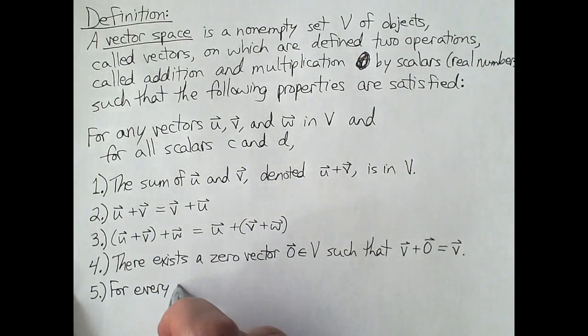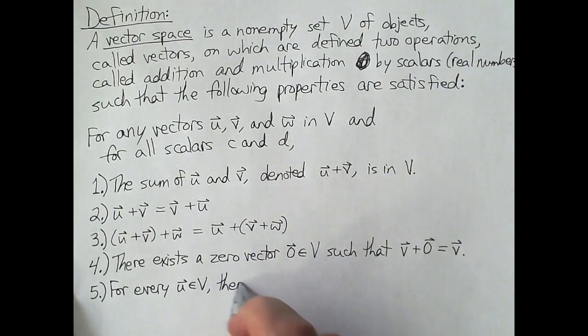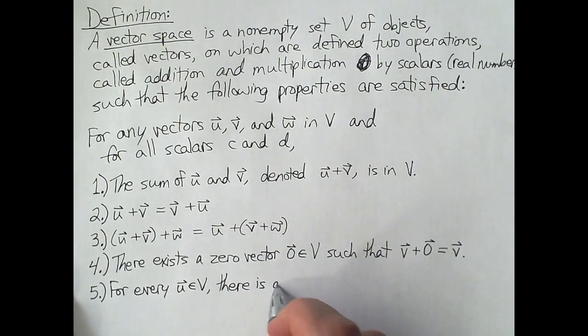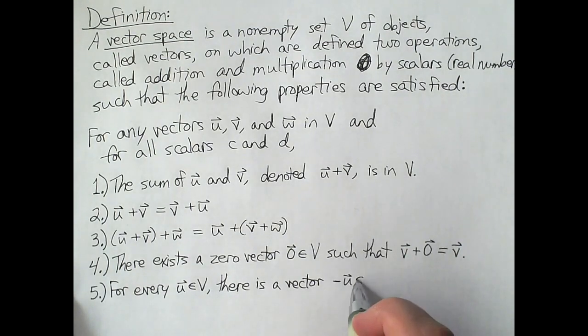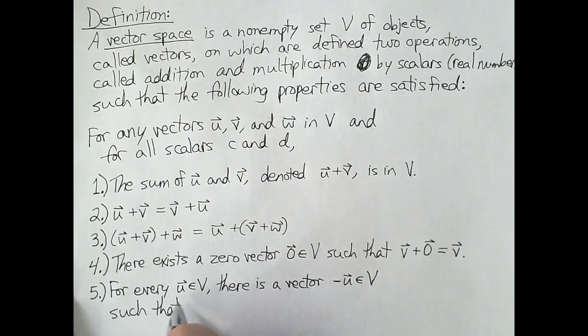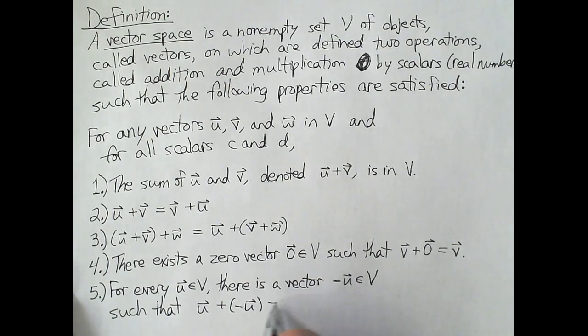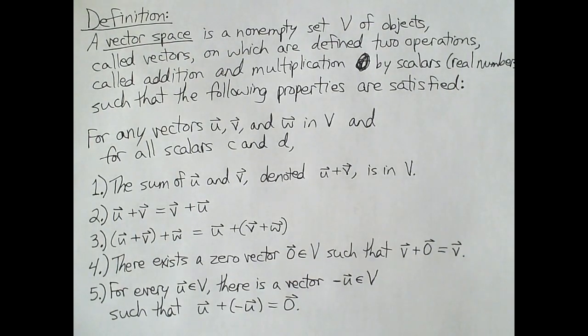For every vector u in V, there is a vector negative u in V, such that u plus negative u equals the 0 vector. That's a nice property to have. That means for every vector that's in your set, you have to have the negative version of that vector in the set.